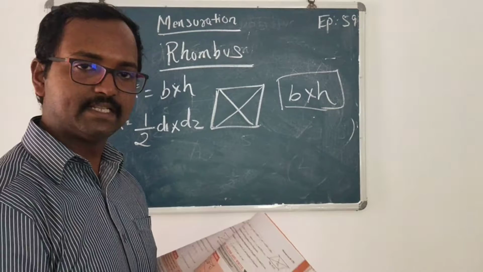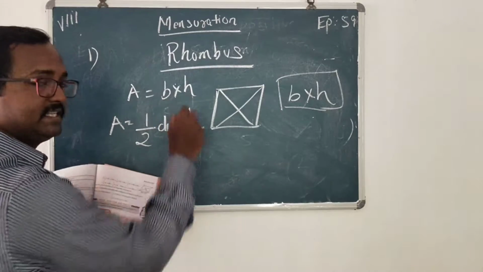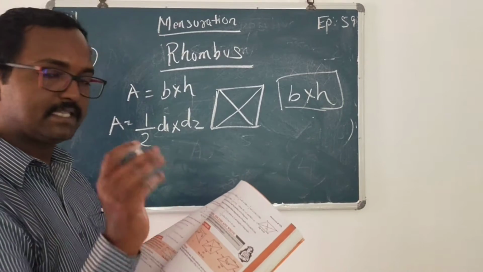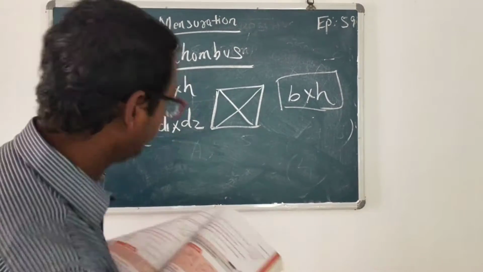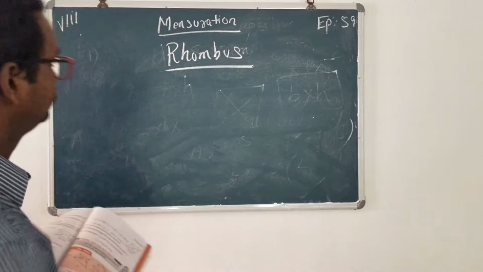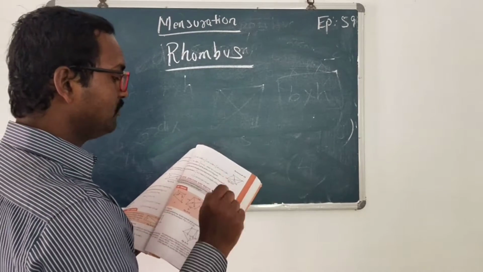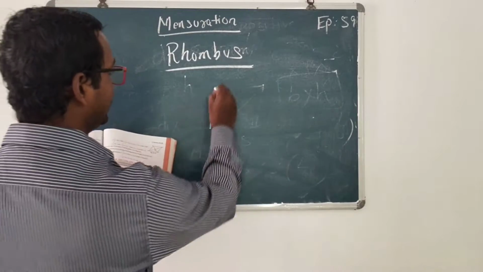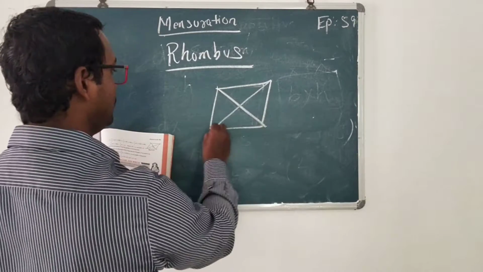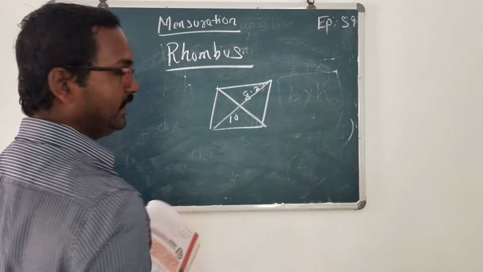Here d1 and d2 are diagonals. So if diagonals are given, you use this formula. If diagonals are not given but base and height are given, then you use the other formula. Now let us discuss example 2 from page number 175: find the area of a rhombus whose diagonals are of length 10 and 8.2.